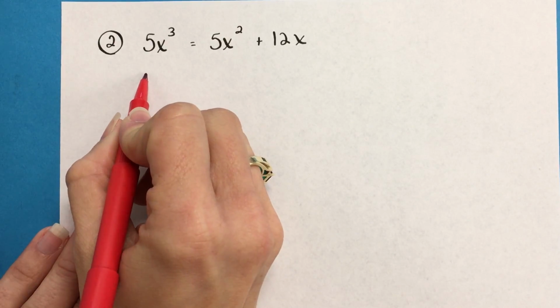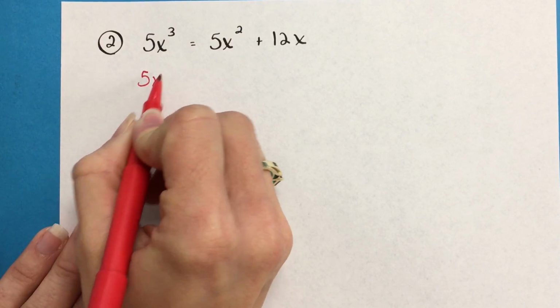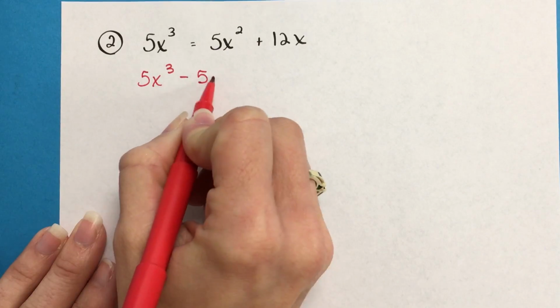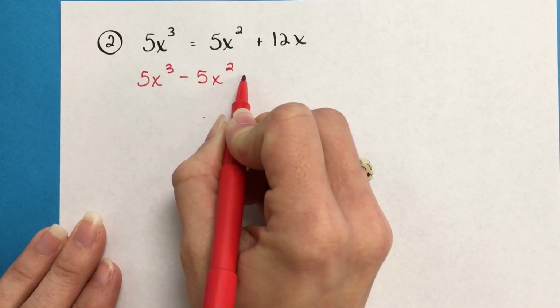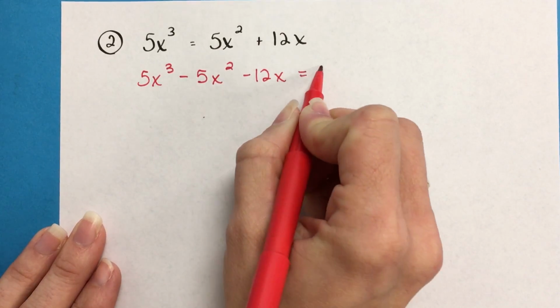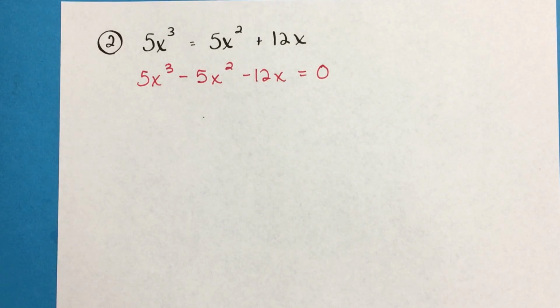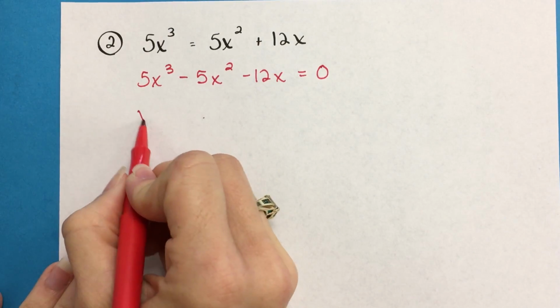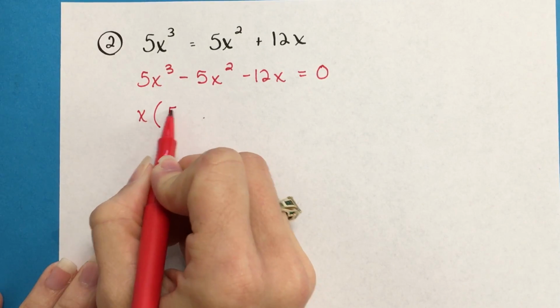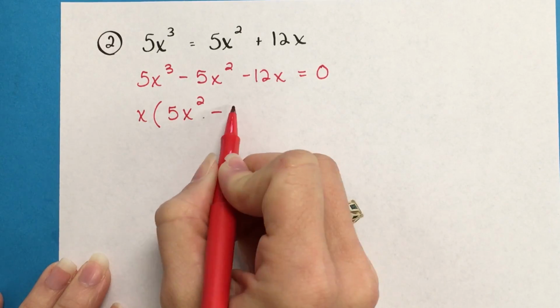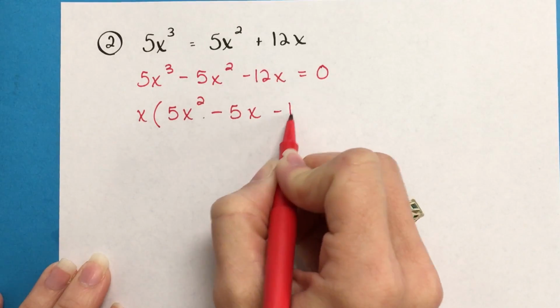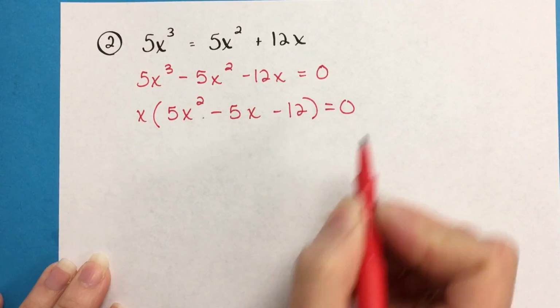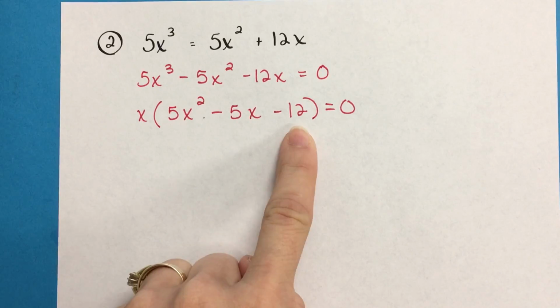Okay, so I would have 5x cubed minus 5x squared minus 12x equal to 0. All right, next, check to see if you have a GCF. Now, what you have common to all three terms here is an x. So let's factor out the x. Okay, so now this leaves me with a trinomial.